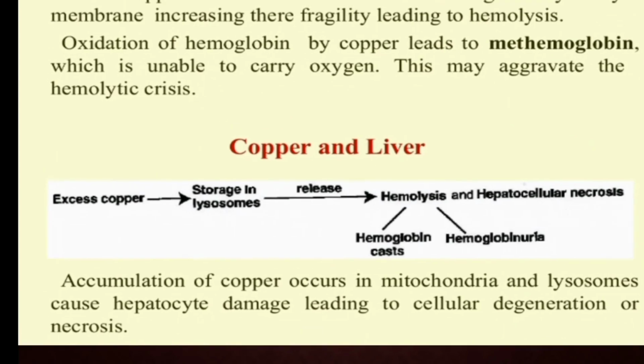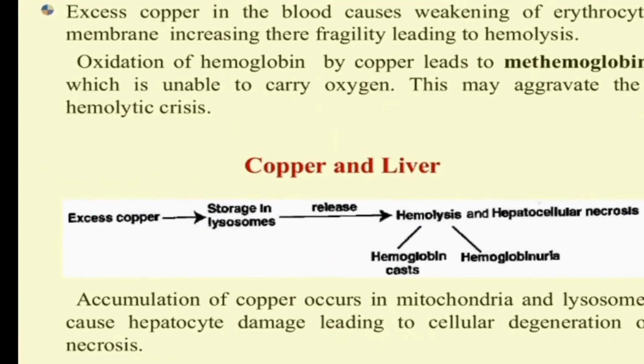Now coming here, if the excess copper is in the blood, it will cause weakening of the erythrocyte membrane, that is the RBC membrane. Because of the weakening of this RBC membrane, fragility will increase, which will lead to hemolysis. Hemolysis means RBC destruction will also occur by the hemolytic crisis.